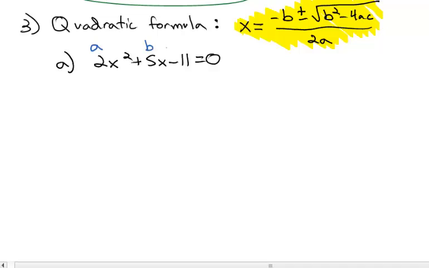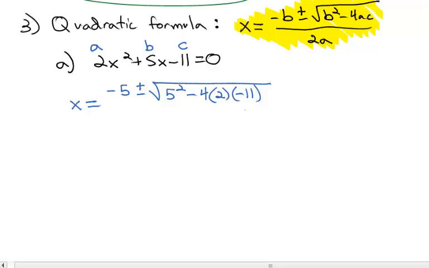2 is a, 5 is b, negative 11 is c, so x is equal to the opposite of b, negative 5, plus or minus the square root of b squared, 5 squared, minus 4a, which is 2, c, which is negative 11, all over 2a, which is 2.